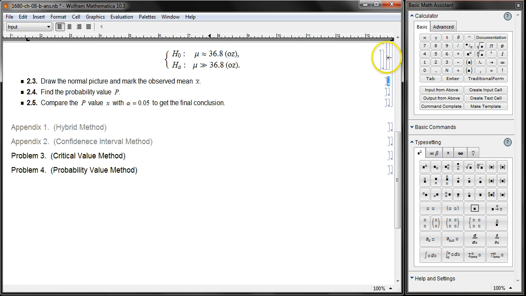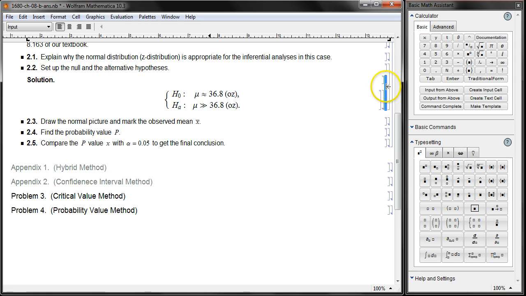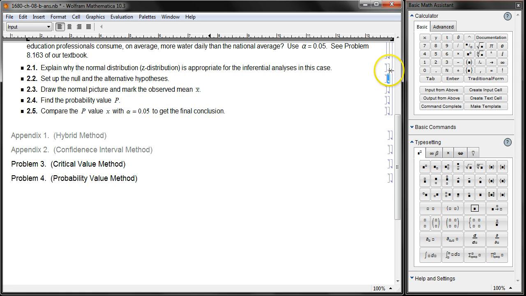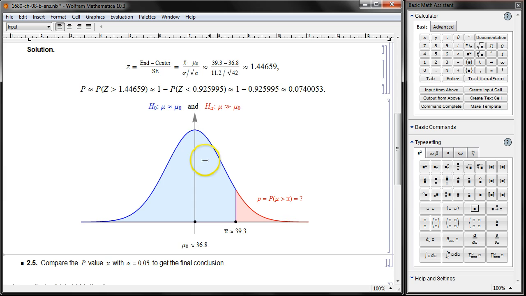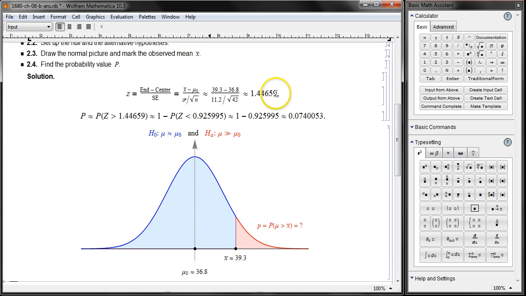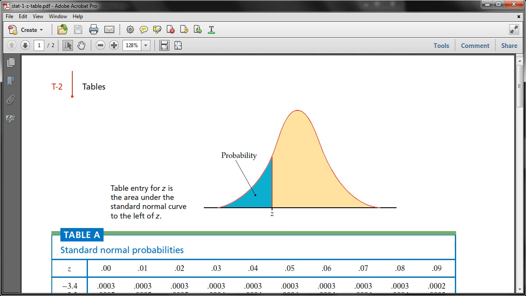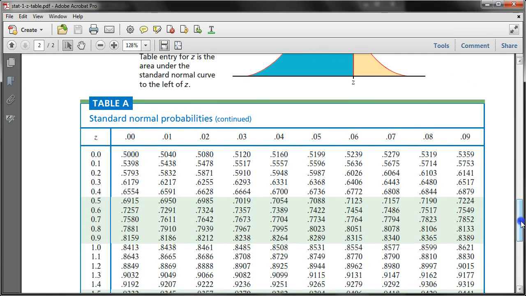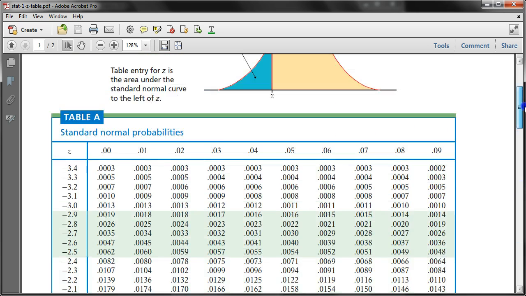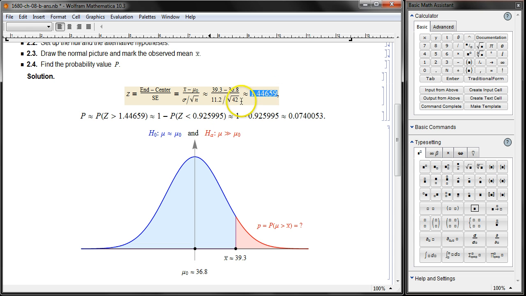Well, here is the computation. Oops, what did I do? Okay, this is the cell I wanted to open. And let me copy and paste the same picture over here. x-bar minus mu over SE, calculating, we get 1.44 something, approximately 1.45. So looking at the z table, 1.45 is back here, the 1.4 row is here, 1.45, okay, 0.9265. So that's the probability of the left-hand side, the blue part.